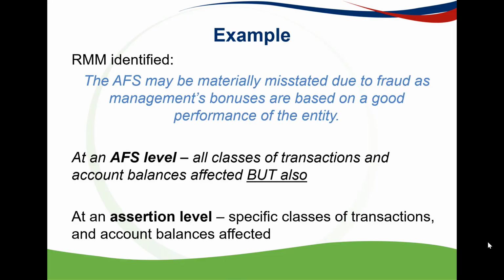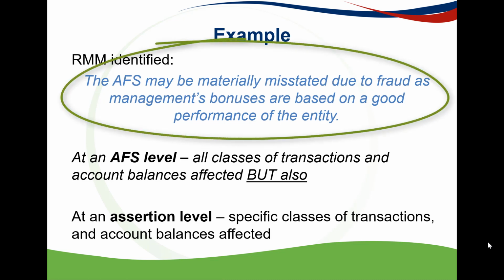To illustrate what this all means, let's have a look at an example where we can identify a risk at the financial statement level, but which also is applicable to the risk at the assertion level. Okay, so let's say, for example, we identified the following risk. The AFS may be materially misstated due to fraud, as management's bonuses are based on a good performance of the entity.